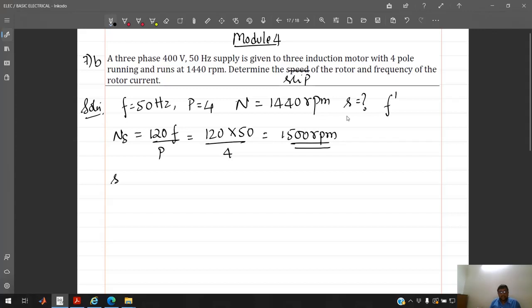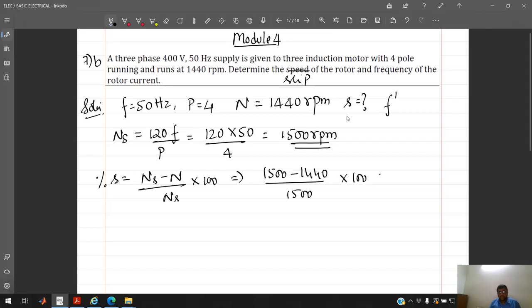Once you get the synchronous speed, you can calculate the value of slip, Ns minus N divided by Ns into 100 in terms of percentage slip. That implies it is 1500 minus 1440 divided by 1500 into 100. If you do this, you are going to get the percentage slip as 4%. So this is the answer for slip.